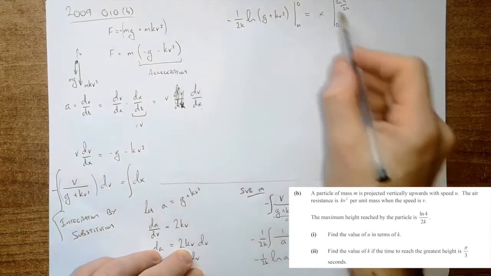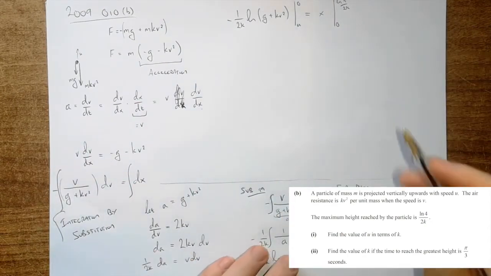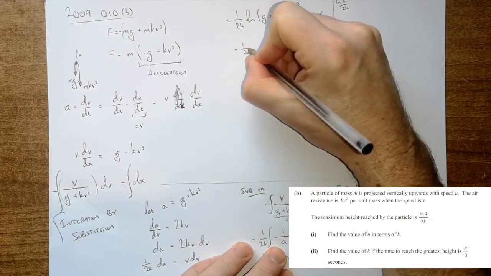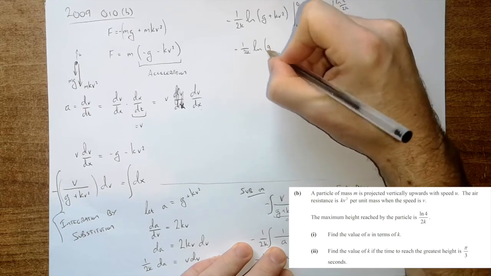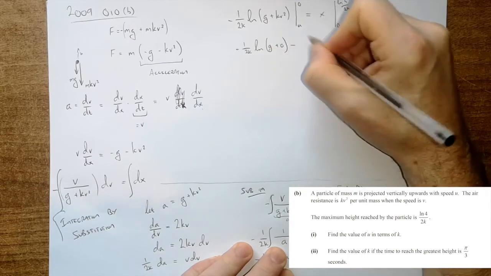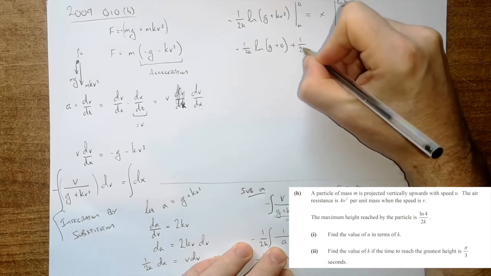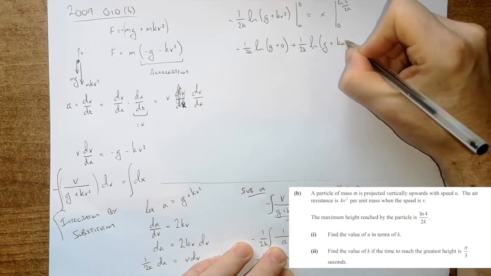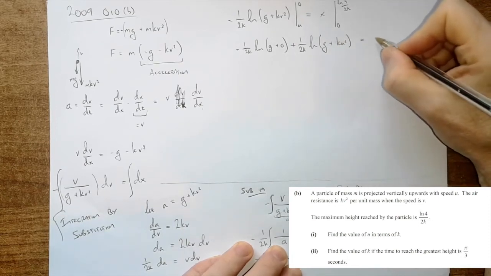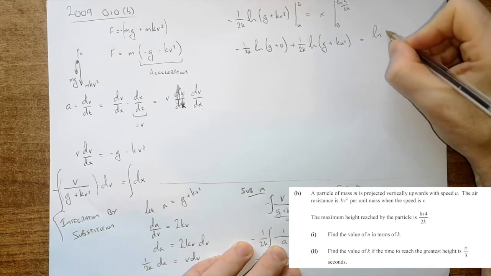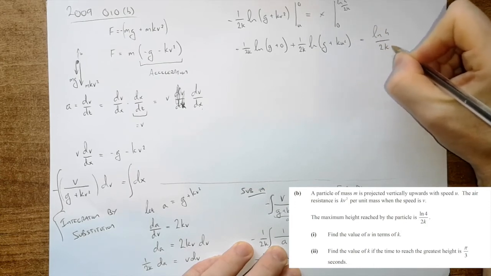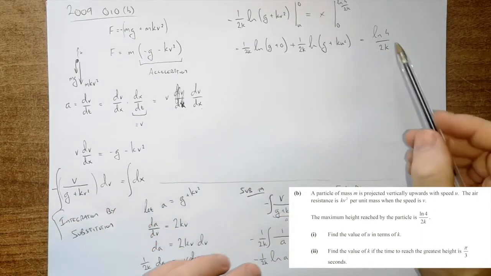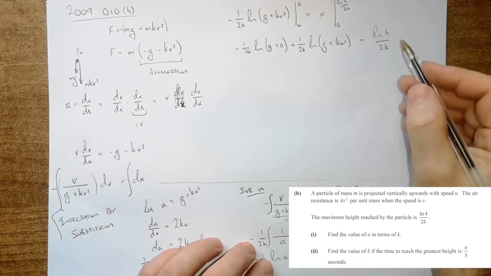Now we're getting a little bit ugly, but hey, if you think this is ugly, wait till part 2. Minus 1 over 2k natural log of g plus 0, minus, so plus 1 over 2k natural log of g plus ku squared equals the maximum height. Okay, so the little bit of hope is we do see a lot of 2k's underneath. So this is sort of peak ugliness for this one. It's going to get better soon.